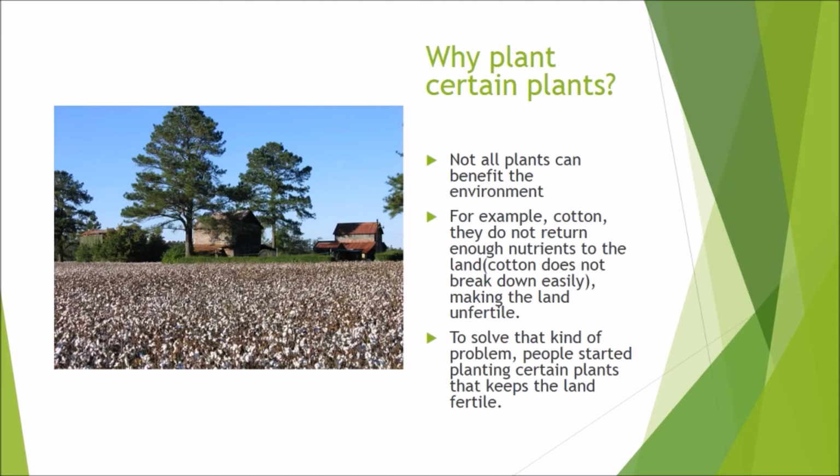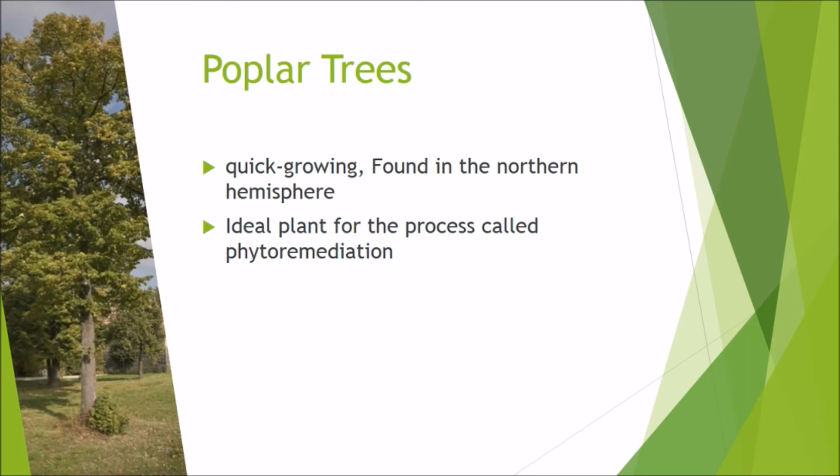One of the reasons is the kind of plants planted. For example, corn. If we only plant corn on a piece of land, the land will become infertile since corn doesn't return nutrients to the land, meaning fewer and fewer plants can be planted on the surface of the earth. Due to this reason, people eventually started planting certain species of plants.